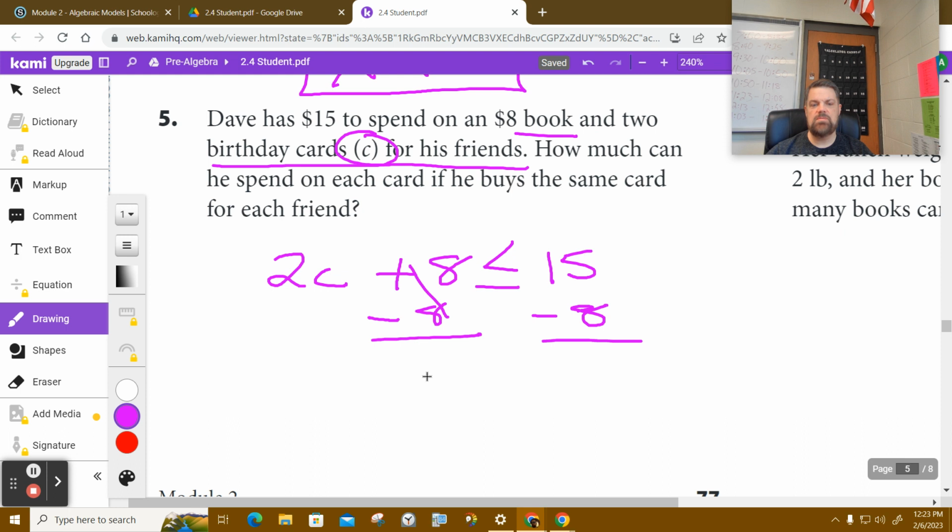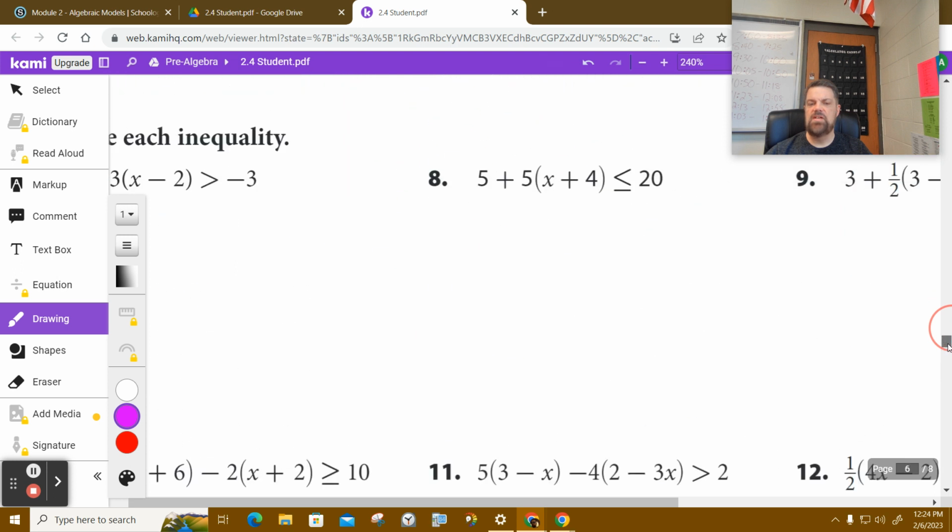These 8s cancel, and I get 2C is less than or equal to, what's 8 minus, or I said that wrong, 15 minus 8 is 7. What do I do next? Yep. So 2 is being multiplied by C. We want to do the inverse of that, which is divide by 2. Whatever I do on one side, I do to the other.